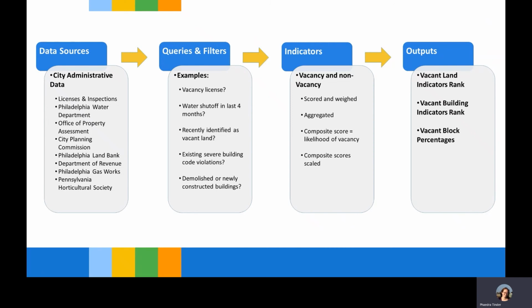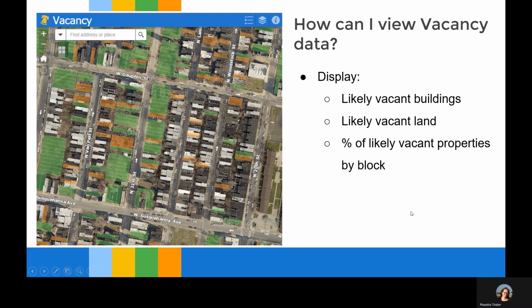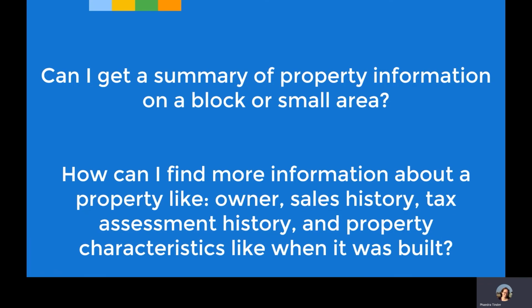These are all things that are indicators that a property is likely vacant, whether vacant land or vacant building. That's aggregated, put together, and outputs these estimates. I'm not going to actually show the map itself, but this is what it looks like. You can see the green are likely vacant land, the orange are likely vacant buildings, and there are reports. You can click on the map and see the percent of likely vacant properties.